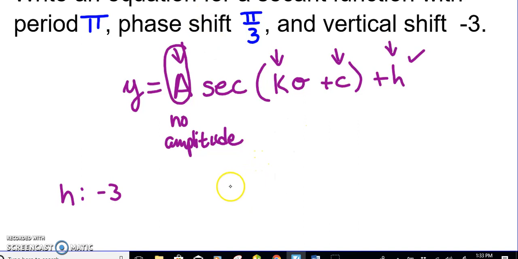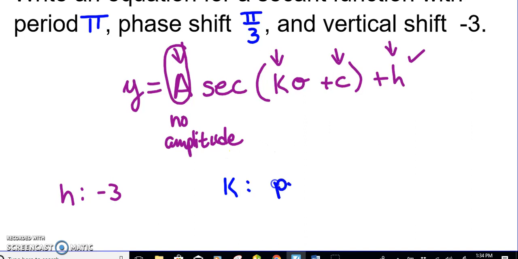Okay, then let's go with K, because if we find K, it'll make finding C easier. We're given the period and the phase shift. If we try to use the phase shift to help us find K, that won't work because we're missing both C and K, and we can't use two missing pieces to find a piece we need. So we're going to start with our period.